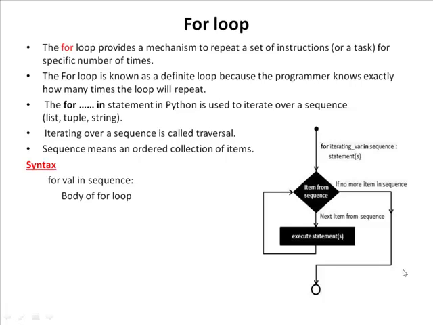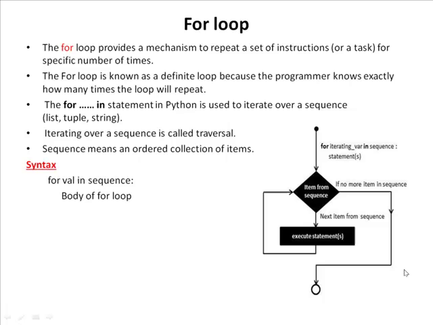Now the next iterative control statement is the for loop. This for loop is used when you have a block of code which you want to repeat for a fixed number of times. That means the programmer already knows the number of iterations of the loop. That's why the for loop is called a definite loop. But in a while loop, the programmer doesn't know the number of iterations in advance. That's why the while loop is called an indefinite loop.